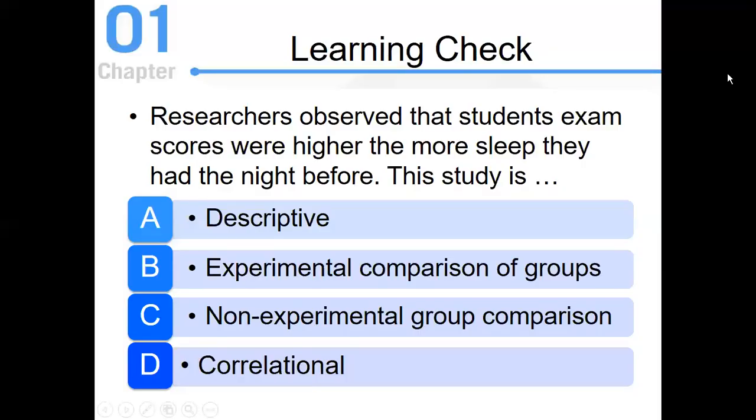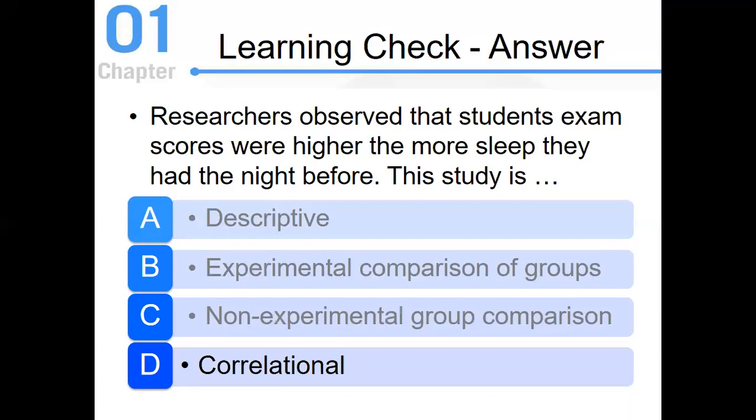Okay, let's go ahead and do a couple of practice questions because we've been covering a lot here. Researchers observed that student exam scores were higher the more sleep they had the night before. This study is A, descriptive, B, an experimental comparison of groups, C, a non-experimental group comparison, or D, correlational. More sleep, better exams. Correlational study. We have 2 values measured for each person. There seems to be some kind of connection here.